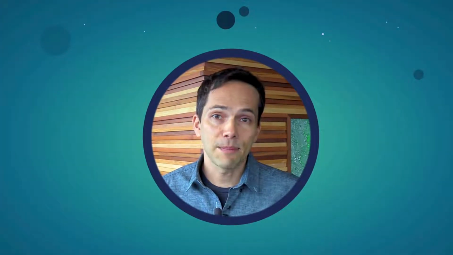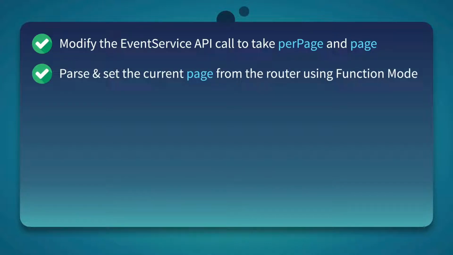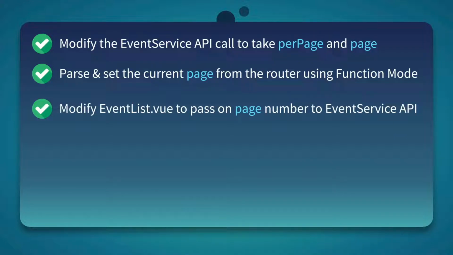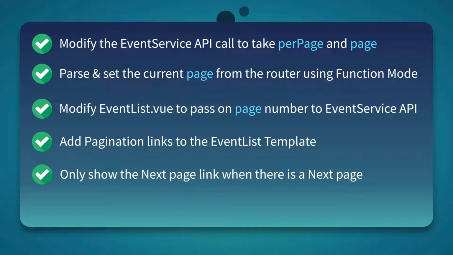We've got 6 steps to build out pagination. First, we'll modify the event service API call to take the per page and page parameters. Then we'll parse and set the current page from the router using function mode, as we saw in the last lesson. We'll modify the event list component to pass on page number to the event service API. We'll add pagination links to the event list template. Then we'll only show the next page link when there is a next page. And finally, we'll improve the pagination styling so it looks pretty.